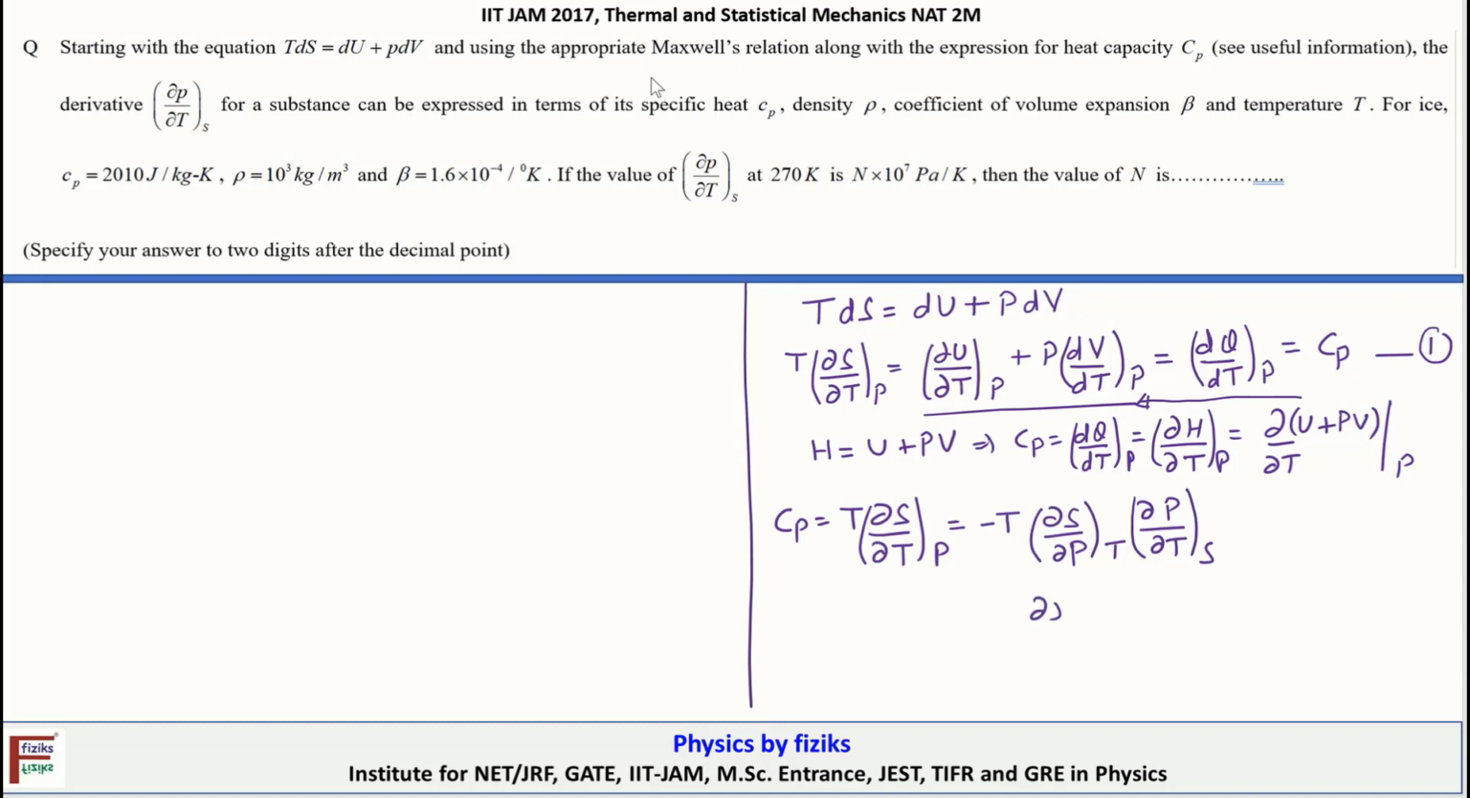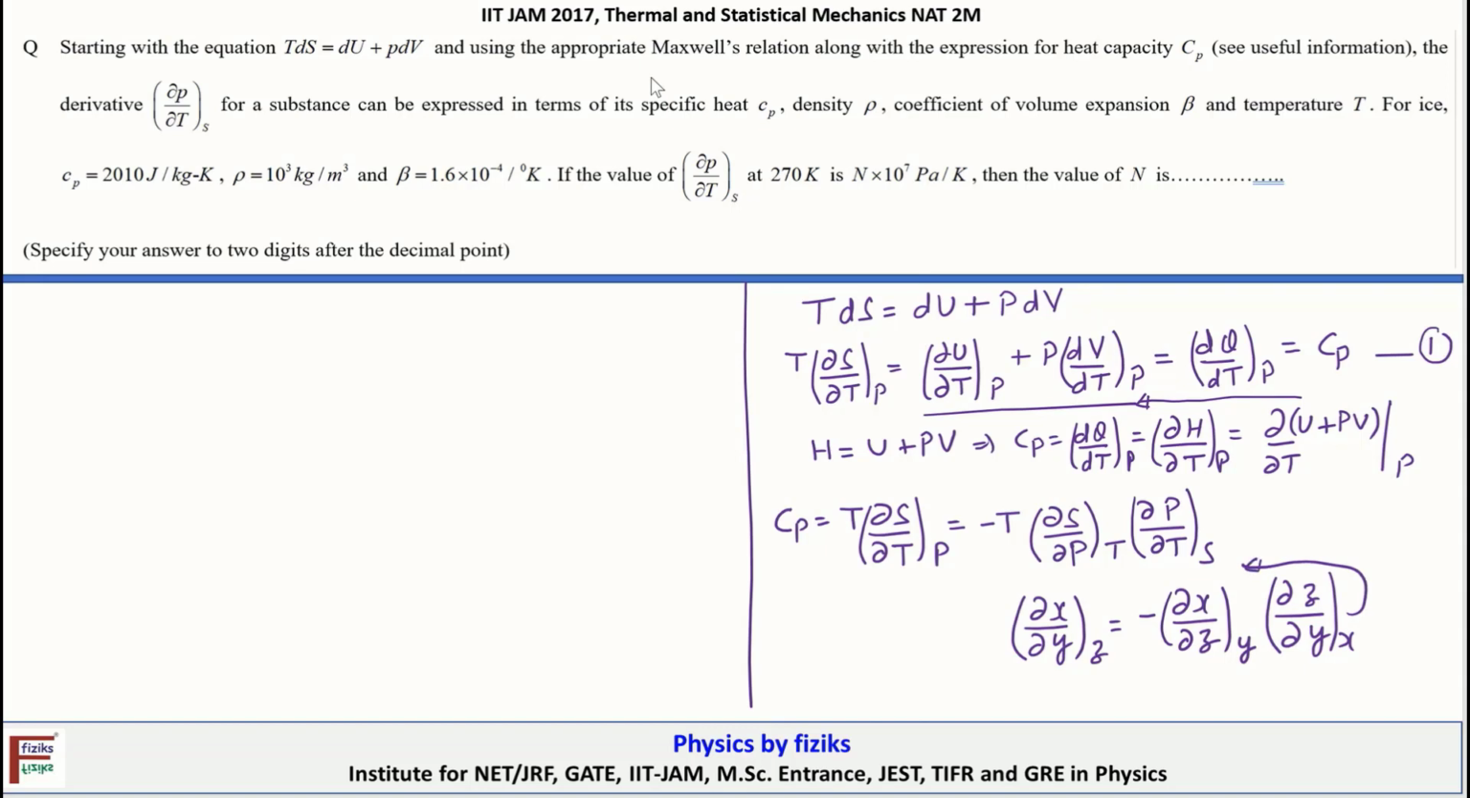which says that dx/dy at fixed z is equal to the negative of dx/dz by keeping the third variable constant, and then multiplied by dz/dy by keeping the third variable constant. So we made use of this result here to write this. That's why a negative sign appears here.